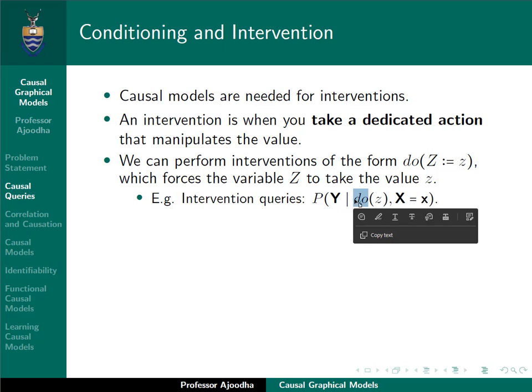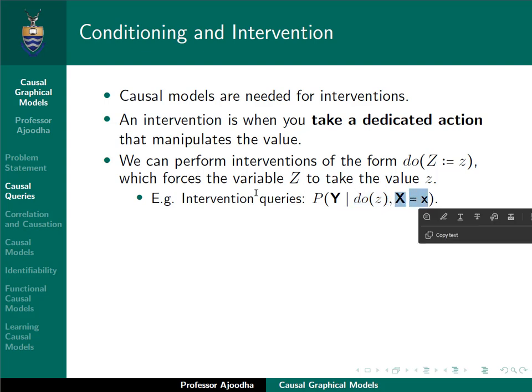You can't really call it evidence. This is forcing the value Z to take the small value z, and this is just given some evidence. These two things are not the same thing, right?